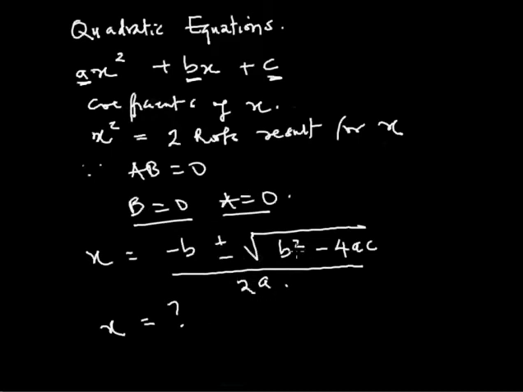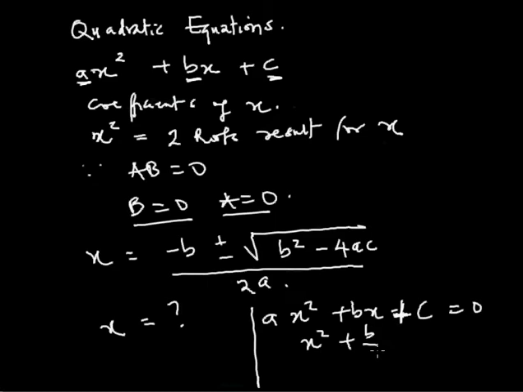Another way we can solve this problem is, since we have ax squared plus bx plus c is equal to 0, that means x squared plus b over a x plus c over a is equal to 0. So this is the coefficient for x, and the coefficient for x squared here is 1.